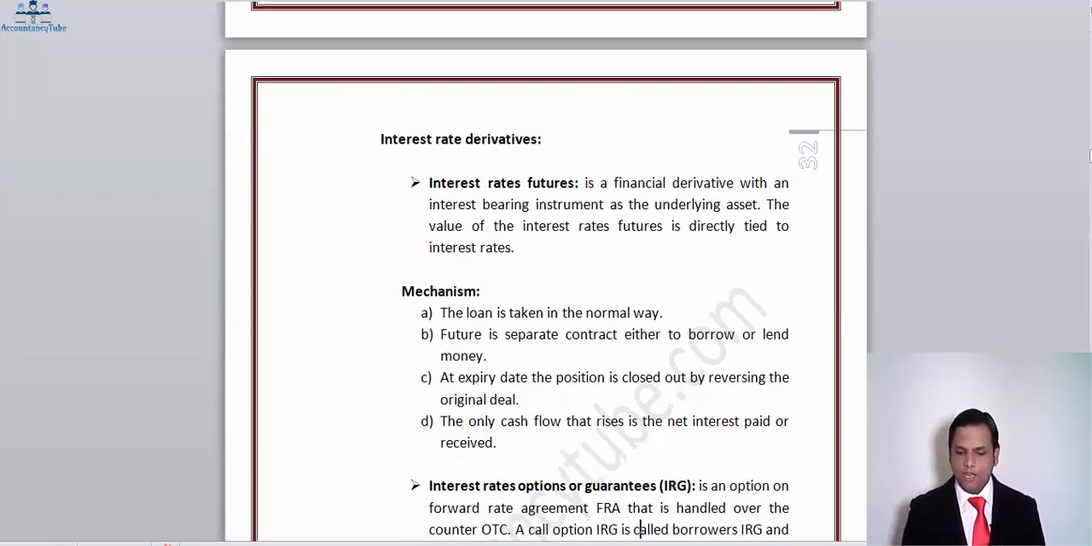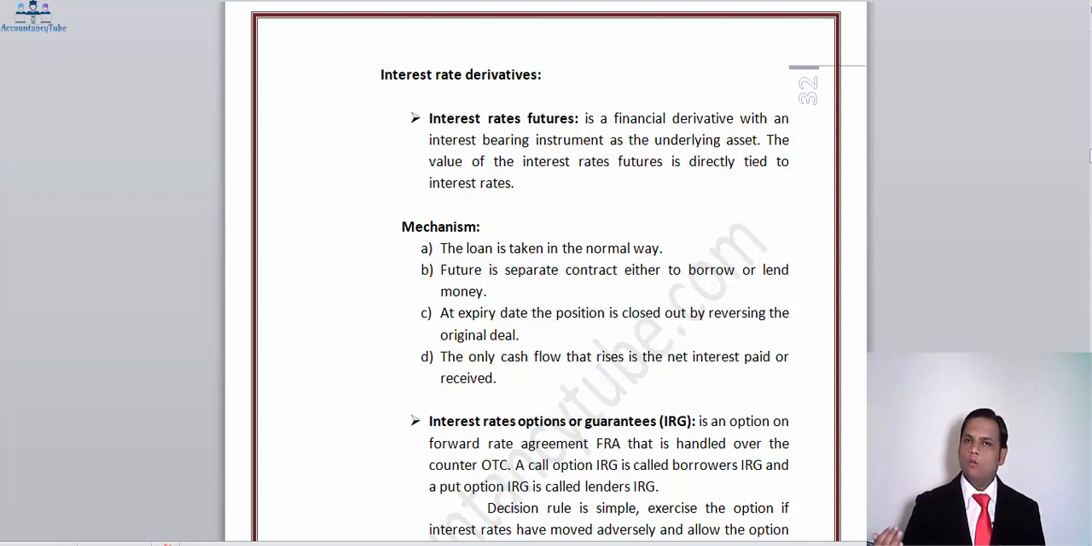Now, interest rates future is a financial derivative with an interest bearing instrument as an underlying asset. The value of the interest rates futures is directly tied to the interest rates. Firstly the loan is taken in the normal way. That's the mechanism of the interest rate future. Futures is a separate contract either to borrow or lend money. At expiry, the position is closed out by reversing the original deal, and the only cash flow that arises is the net interest being paid or received.